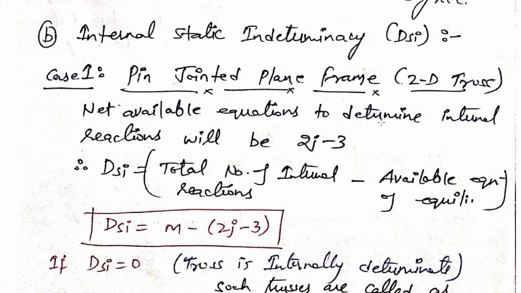In our next video we will cover case 2 as 3D truss, pin jointed space frame truss, and we will consider 2D and 3D rigid frames also. We will solve all the questions which are usually asked in your examinations related to indeterminacy. We will solve a good number of questions here.